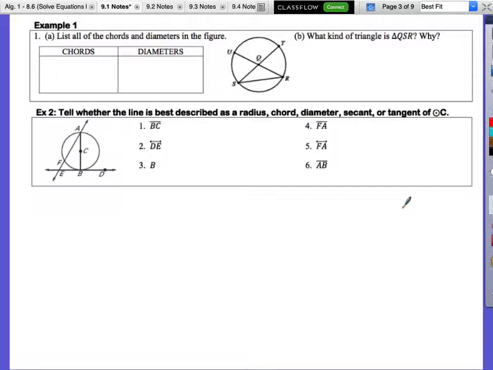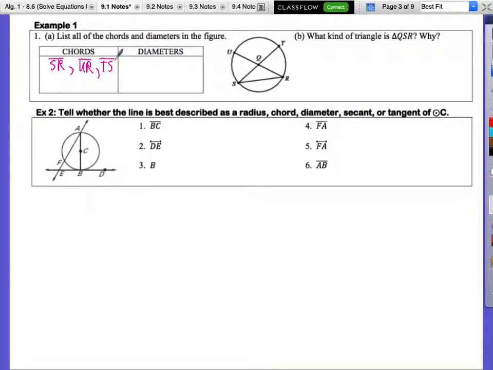Example 1, right below this: list all the chords and diameters in this figure. First of all, raise your hand if you want to tell me a chord in this figure. Okay, Noah. Segment SR is an example of a chord. Somebody give me another chord in this circle. Josie: maybe TS. TS would be our other chord.